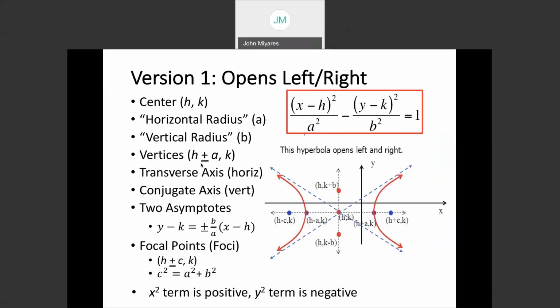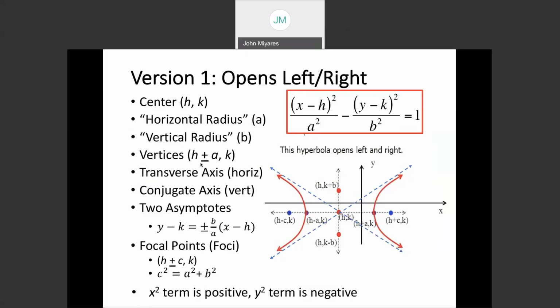Now, hyperbolas have two asymptotes. The slopes will be based on our vertical and horizontal radii a and b. Given, and when they're given there, plus or minus b is going to be the rise, and a is going to be the run.